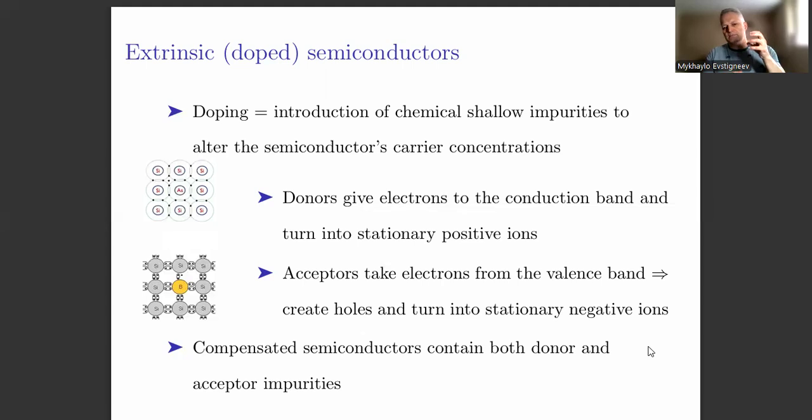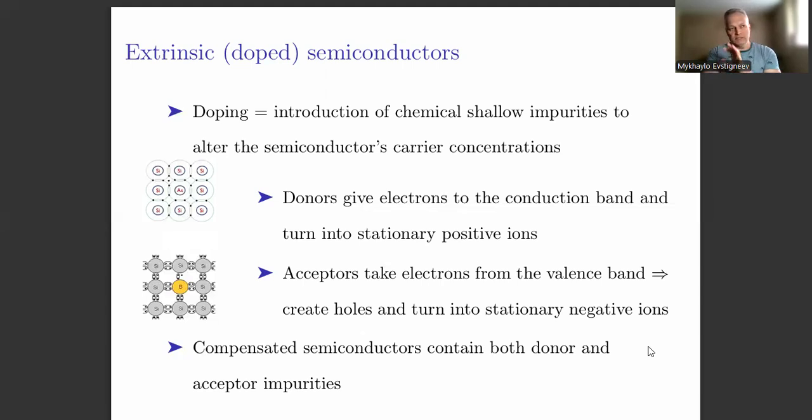Each silicon atom forms covalent bonds with 4 nearest neighbors, forming this tetrahedron, which are located at the corners of a tetrahedron. And each silicon atom uses its 4 valence electrons to form those bonds.